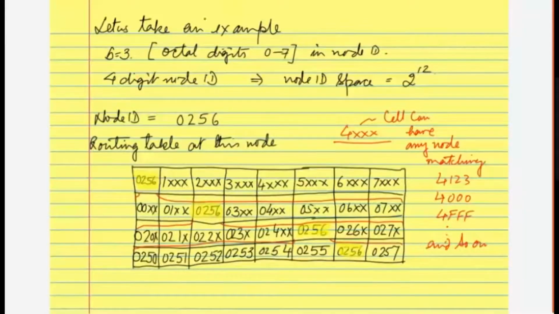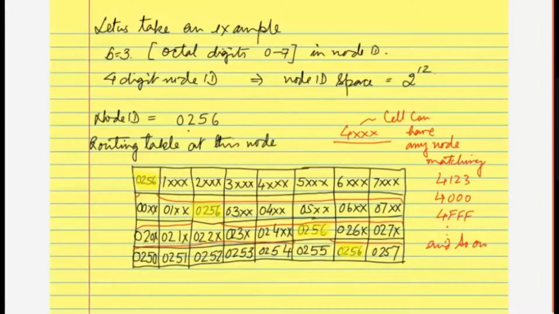So let's take an example. Here b is equal to 3, which can now represent octal digits. Basically, the digits can be from 0 to 7. You are not allowed to have 8, 9, 10, and so on in the node ID. And I am going to take a 4-digit node ID, which means 2 raised to the power 3 multiplied by 4, so 2 raised to the power 12. That is the node ID space, which is still actually large.